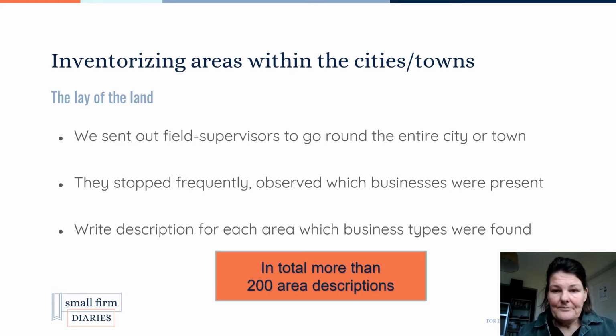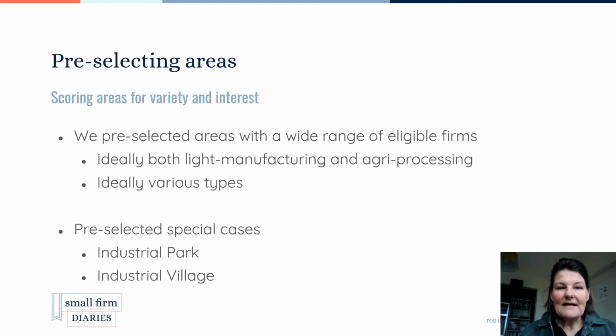In total, we had 200 area descriptions, which were very detailed. Some of them were almost half a page explaining exactly what was to be seen in that place. So then, of the 200 descriptions, we had to pre-select those that we thought would be most useful or interesting for the study.